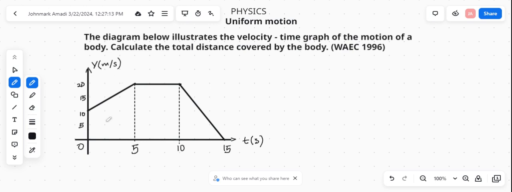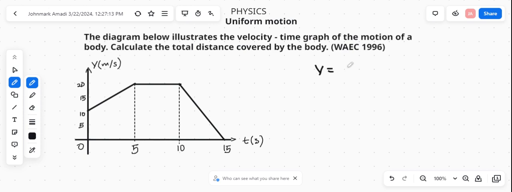So this is the diagram they're talking about. This is the diagram that represents the uniform motion of a body. So we are to calculate the total distance covered by the body. First, looking at this graph, what kind of graph is this? This is a graph of velocity against what? Time. Velocity time graph.